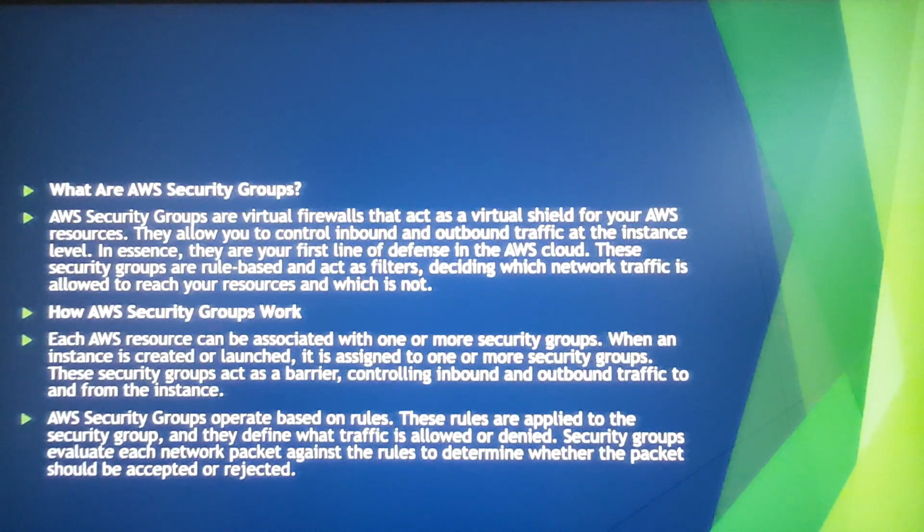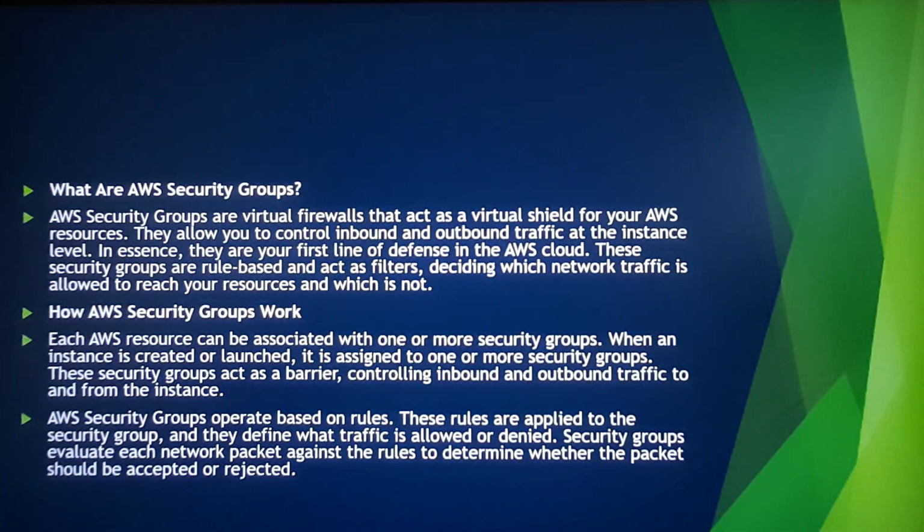What are AWS Security Groups? AWS Security Groups are virtual firewalls that act as a virtual shield for your AWS resources. They allow you to control inbound and outbound traffic at the instance level. In essence, they are your first line of defense in the AWS cloud. These security groups are rule-based and act as filters, deciding which network traffic is allowed to reach your resources and which is not.